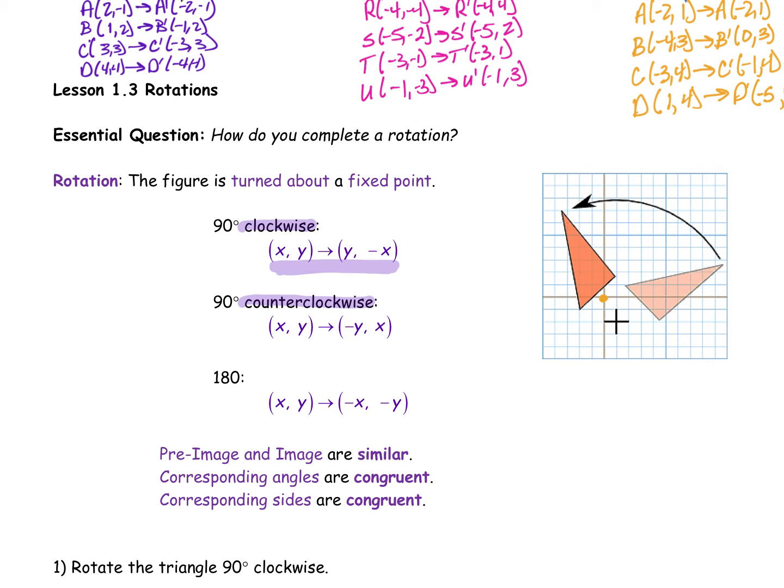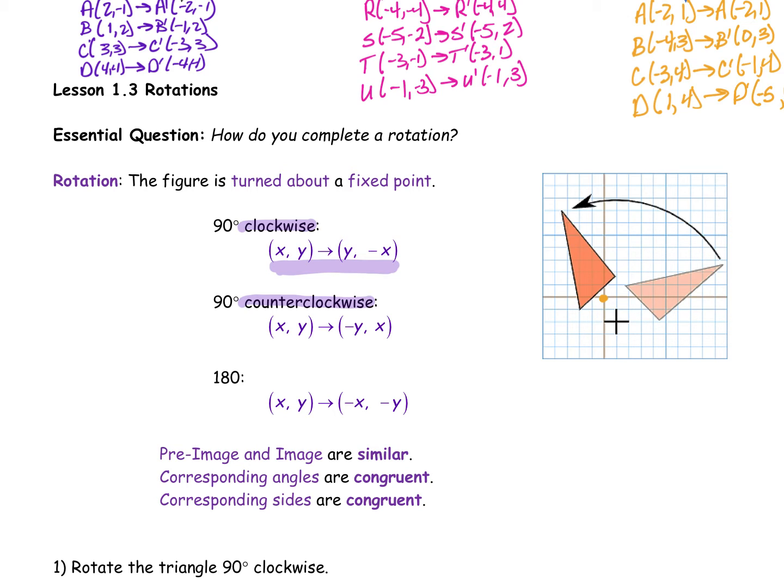Clockwise, if you have an analog clock like what's on the walls in the school, goes this way to your right. Counterclockwise goes to your left. Okay, clockwise to your right, counterclockwise to your left. Does that make sense? So again, the image and pre-image are similar. The angles are congruent and the sides are congruent.